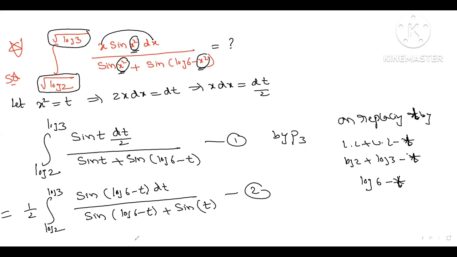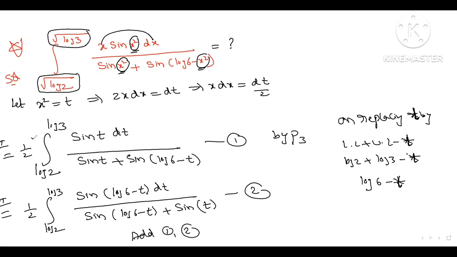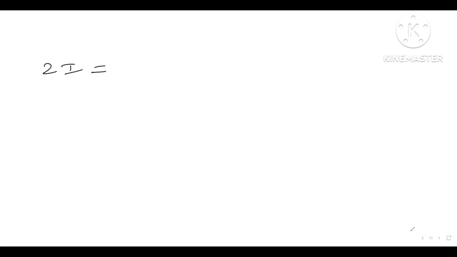This is equation 2. Now adding equation 1 and equation 2. Add equation 1 and equation 2. In equation 1, here 1 by 2 right outside. The statement is I. This is also I. So adding 1 and 2 equations, what we get here? I plus I, 2I is equal to. Here in equation 1, 1 by 2. In equation 2, 1 by 2. I take 1 by 2 common.